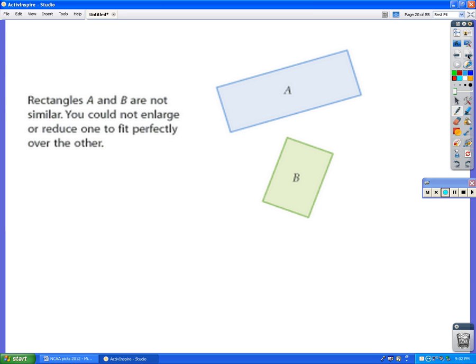Okay, so like I said, rectangles A and B in this example here are not similar, and that's because if I was going to take B and try and expand it so that it would fit over A, I would need to expand all of the sides at the same time. And since this side right here is already about the same size as that, when I expand this side to try and make it match that one, these sides are going to get bigger also, and it's not going to fit on there. Okay? So you could not enlarge or reduce one to fit perfectly over the other. So rectangles A and B are not considered to be similar.